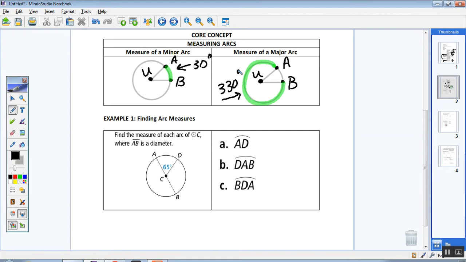Okay. So here's what I want you guys to do. It says find the measure of each arc of circle C where AB is a what, kids? If you have a straight line as a diameter going through there, that central angle is a straight line. How many degrees in a straight line again? 180. Okay. Kids, help me find the measure of arc AD. What is that? Measure of arc AD right here. What's that angle? It's simply 65 degrees.